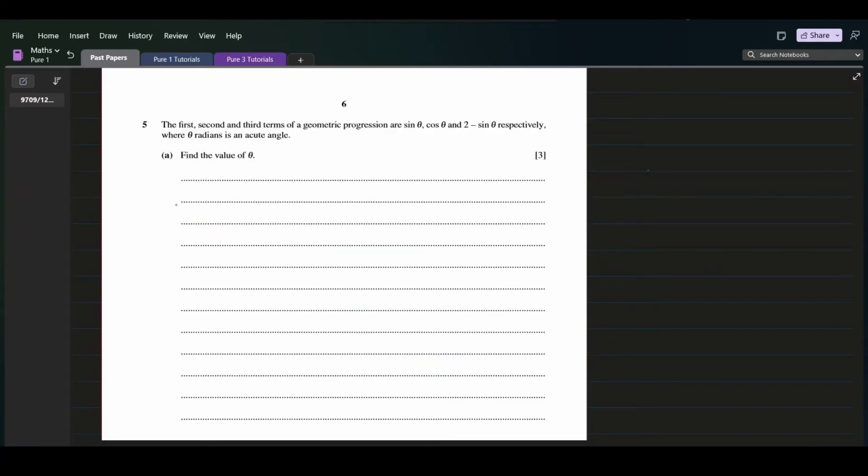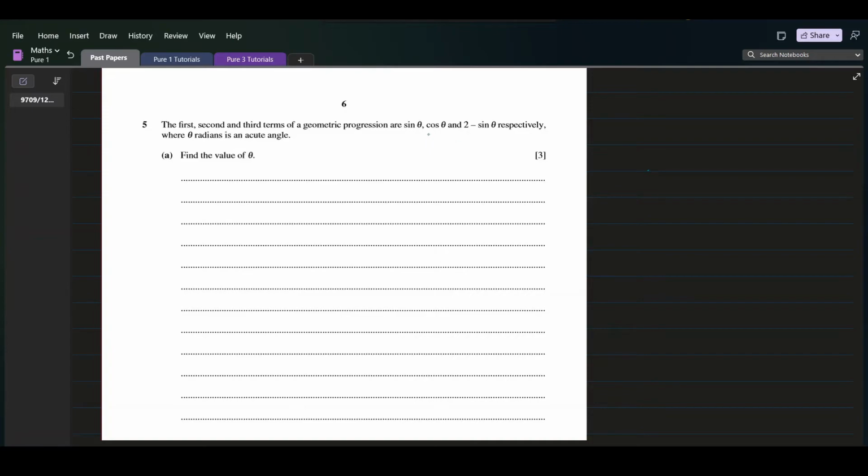Okay, question number 5. The first, second, and third terms of a geometric progression are sine theta, cos theta, and 2 minus sine theta respectively, where theta radians is an acute angle. Find the value of theta. Okay, so we have the first, second, and third terms of a GP, and we want theta.